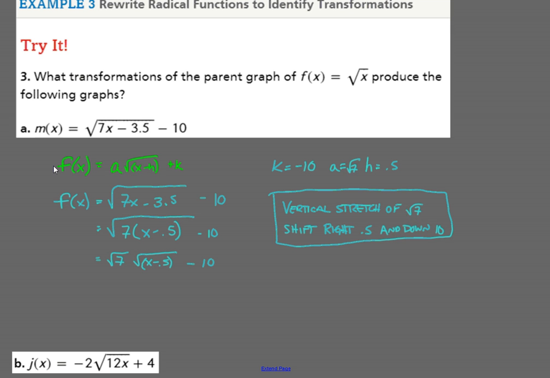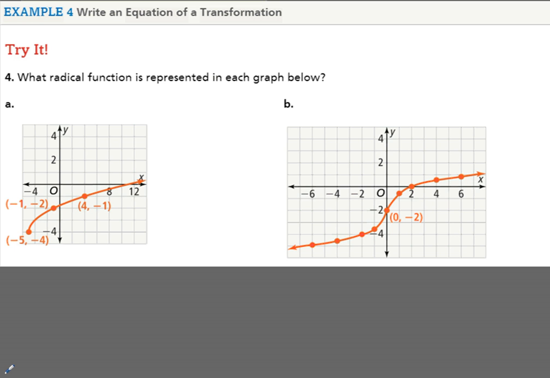Just found the generic form. You need to know this general form, because if you can put them into that form, you can write the vertical and horizontal transformations. We'll do part B in class.